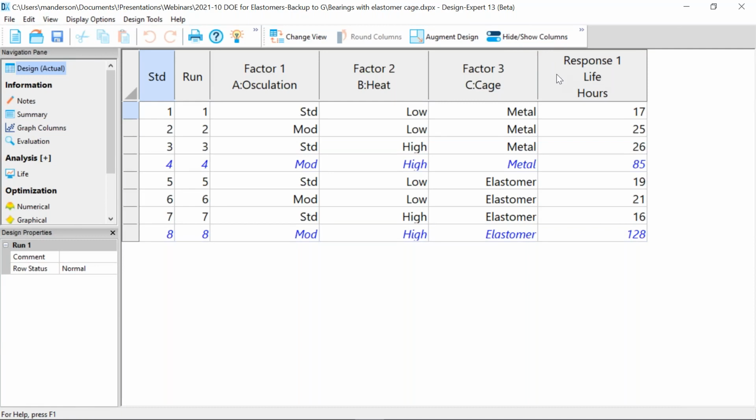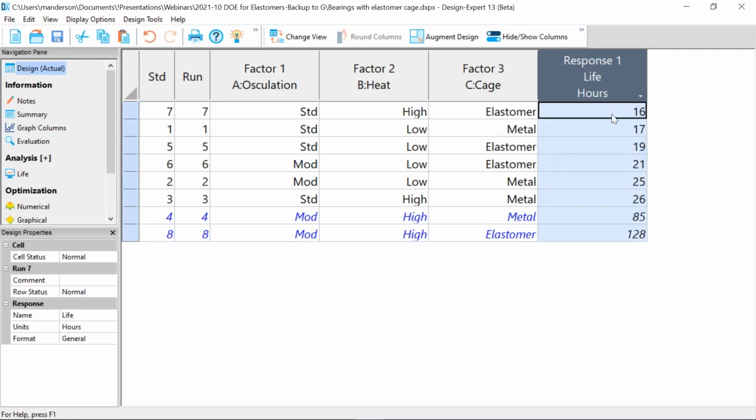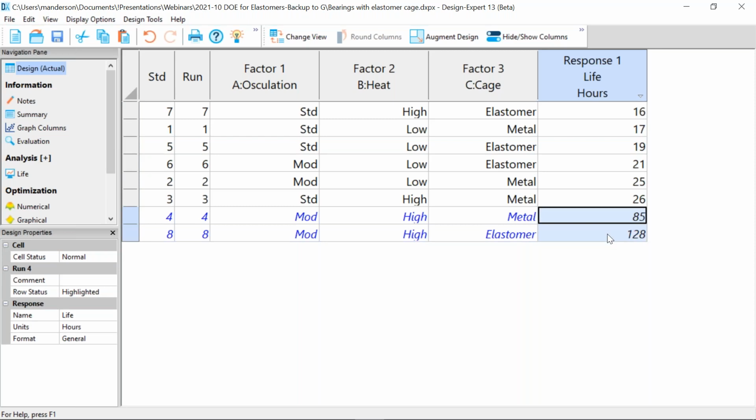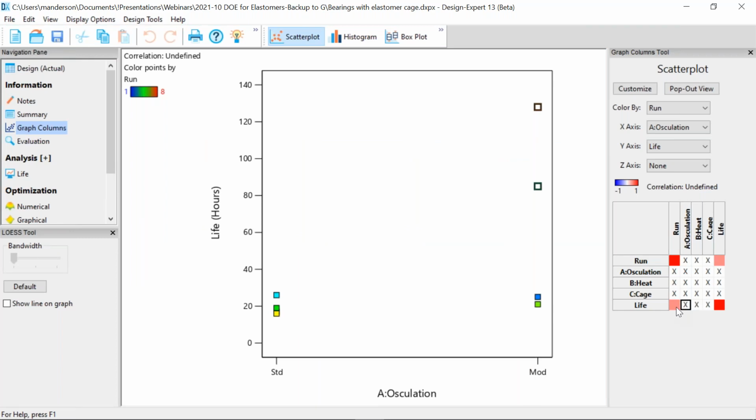And the first thing I'm going to do is observe through a sorting mechanism that we have a tremendous increase in life throughout the course of this experiment. In fact, it's almost too good to be true. Some of the results are so high that they looked almost like they were outliers, that they were aberrations. We can use graph columns tools in Design Expert to take a quick look at the main effects of the oscillation, which made a big difference, the heat, which made a big difference, and then the cage design didn't seem to make much of a difference, but possibly a small increase on the life. So this is a pre-analysis.